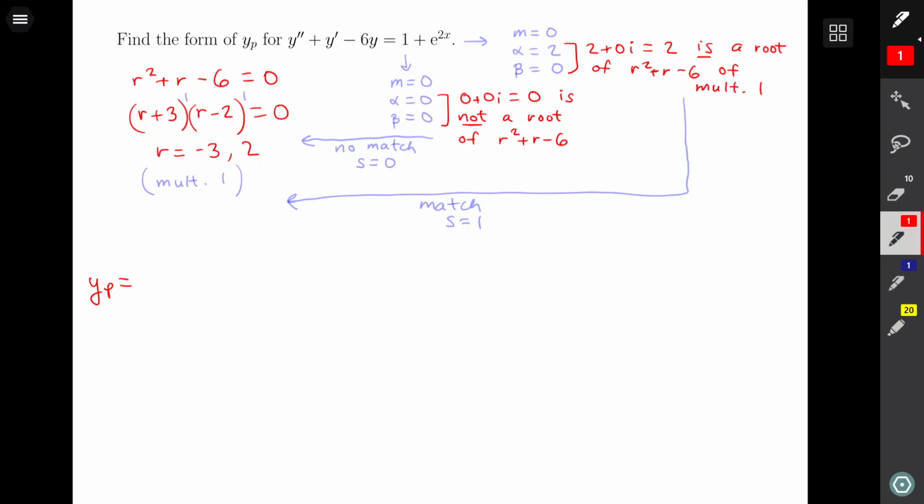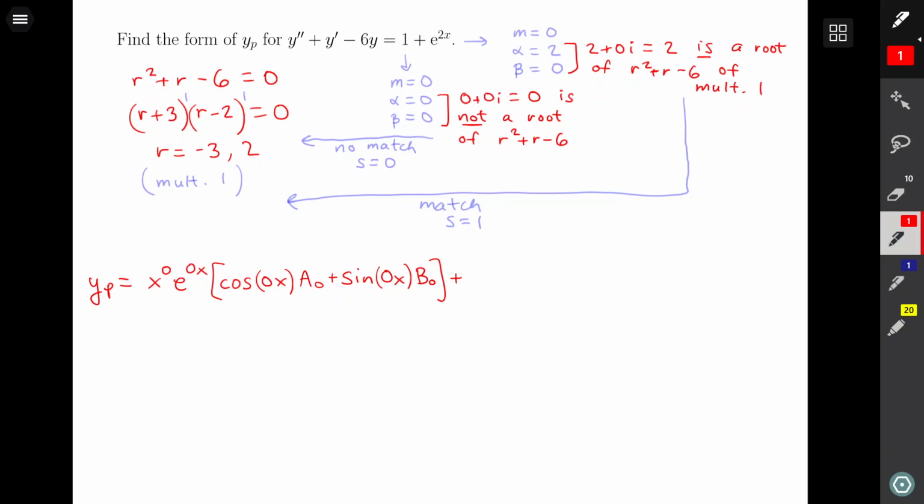So the first one here is going to have an x to the 0 because s was 0, alpha was 0, parentheses, beta was 0, so you have cosine of 0x. M was also 0, so you only go up to a0, and then do the same thing for sine.